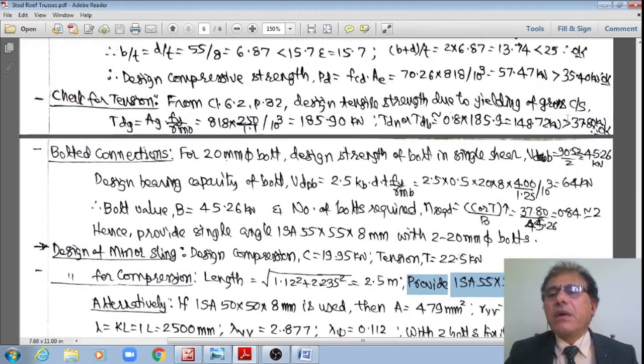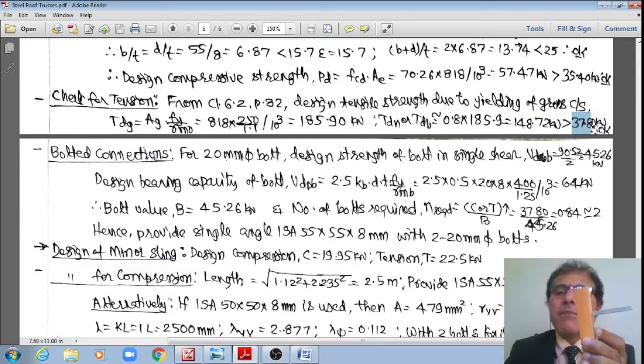Because this is just subjected to a compression force of 19.95, it is able to resist approximately 37.8. However, because of this change in length to 2.5, it may reduce by a small amount, to approximately 35 kilonewton. However, it is subjected to a compression of roughly 20 kilonewton, therefore it is okay. Even for tension, it can resist up to 185.9 in the yielding of the gross cross section. However, it is subjected to only 22.5, therefore it is okay, right?